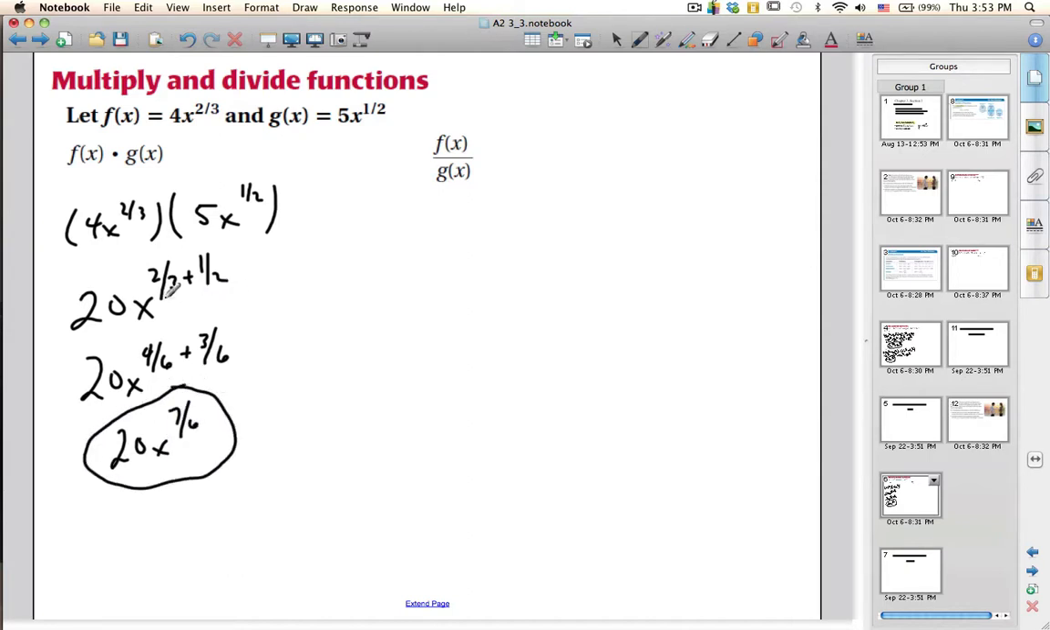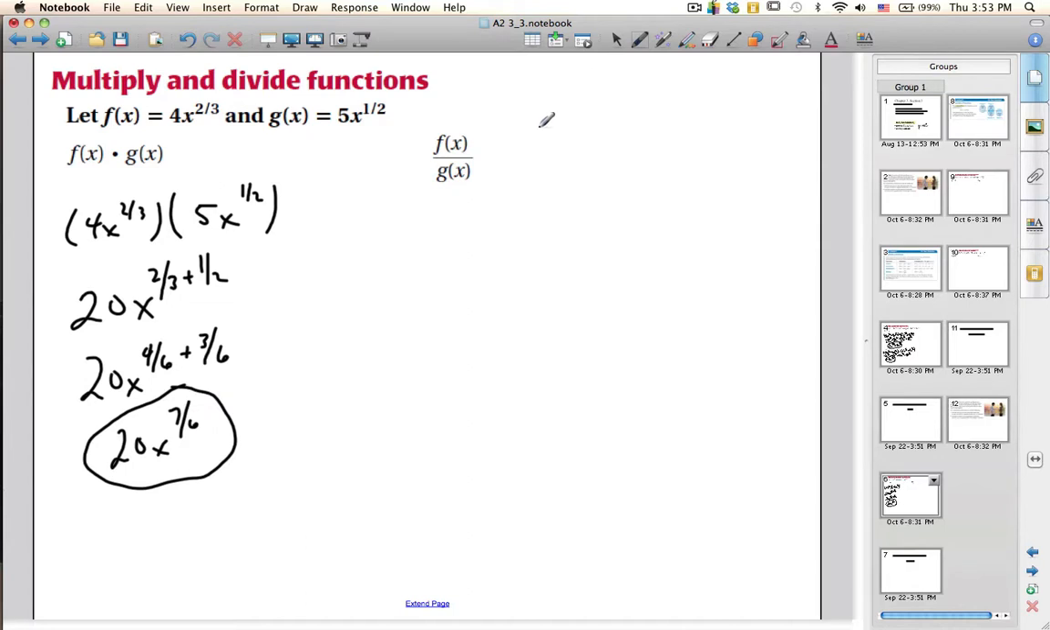Okay, so I'm still using the properties of exponents. It's just that now my exponents aren't integers, but they're fractions. So I have to now go back to refresh my memory on adding fractions. So I created common denominators and then added the numerators.